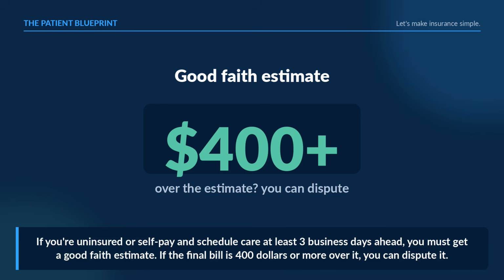If you're uninsured or self-pay and schedule care at least 3 business days ahead, you must get a good faith estimate. If the final bill is $400 or more over it, you can dispute it.